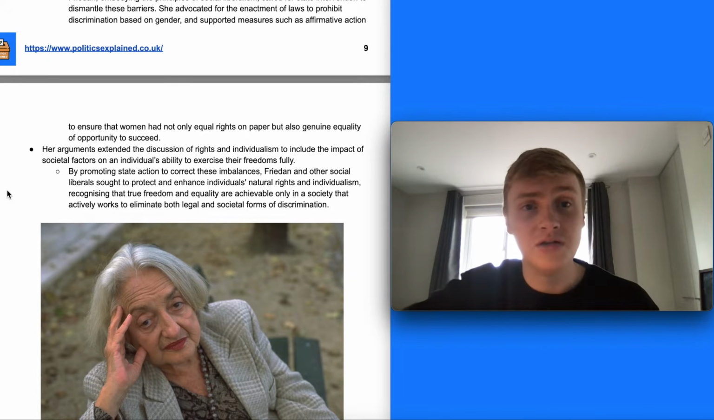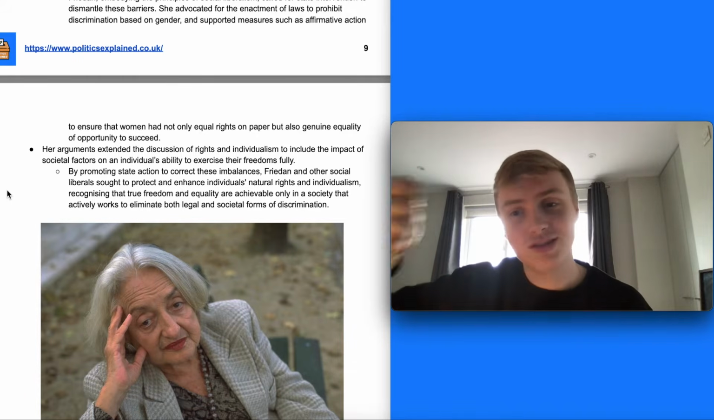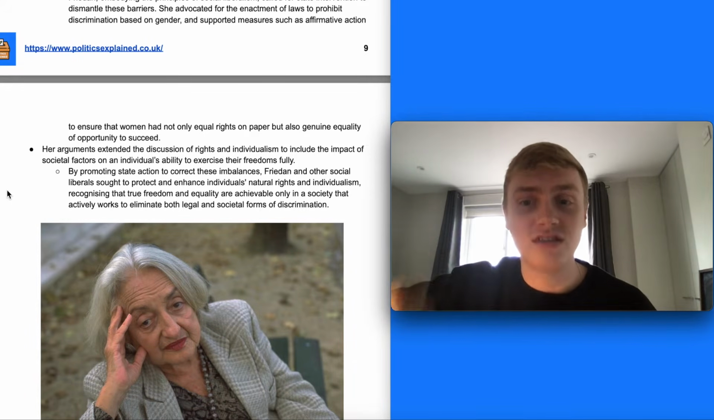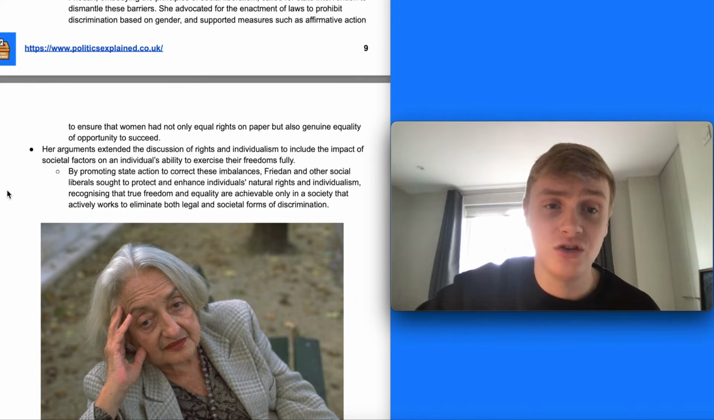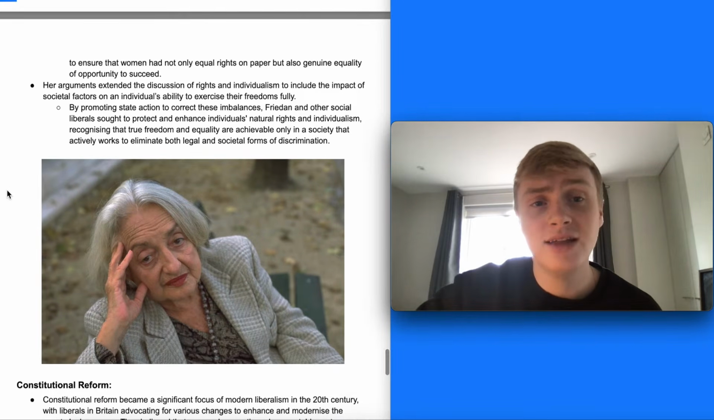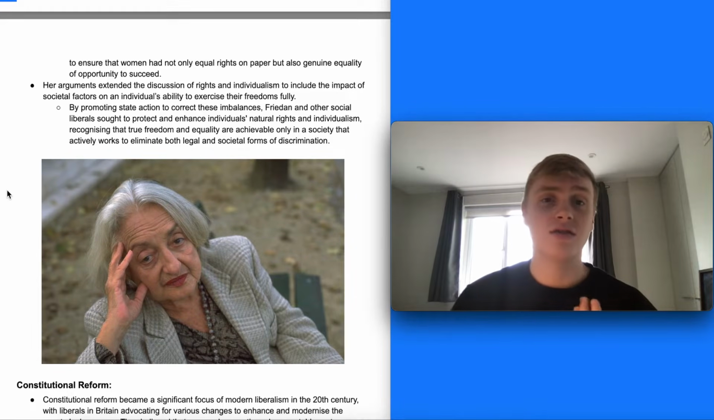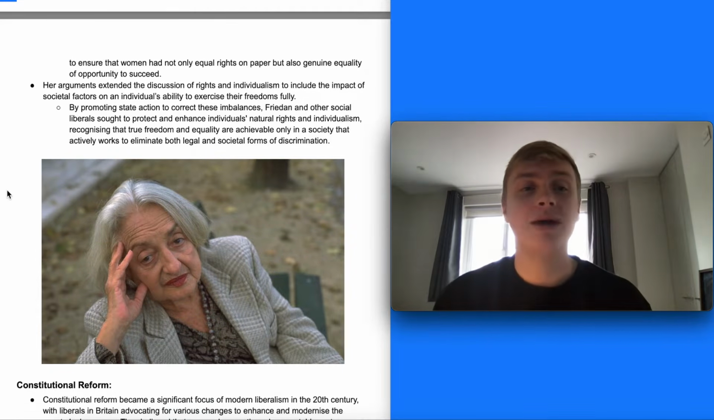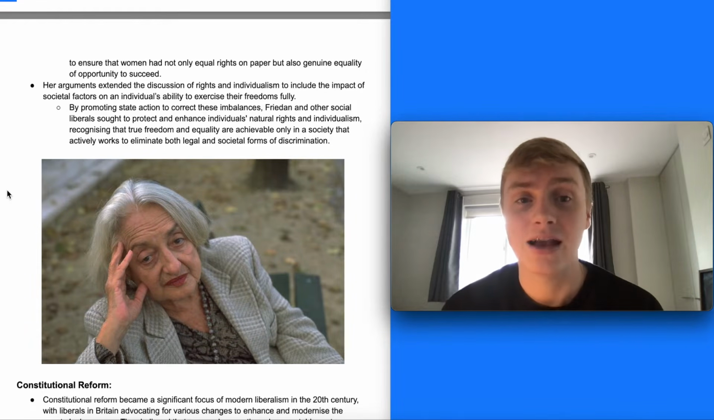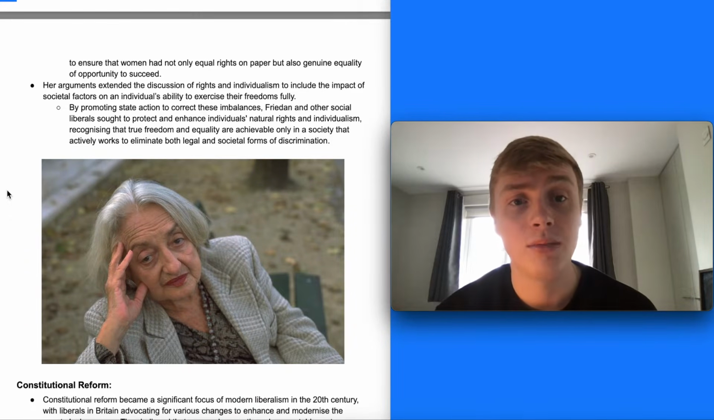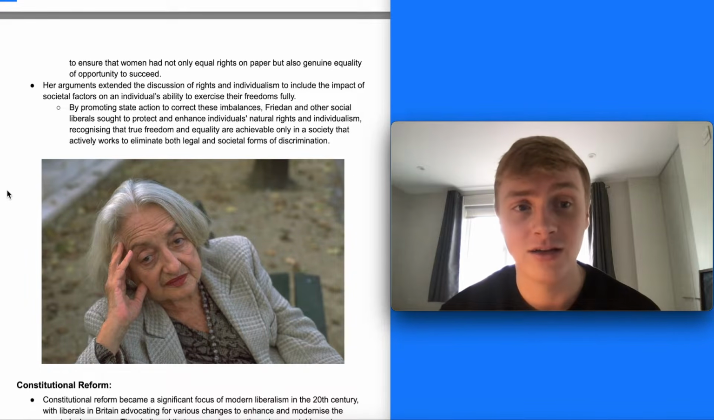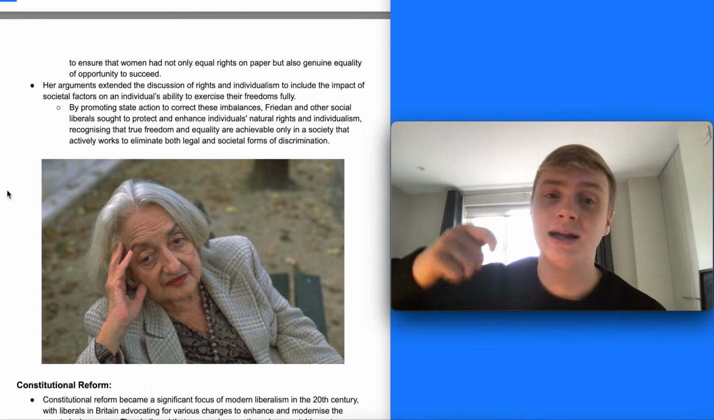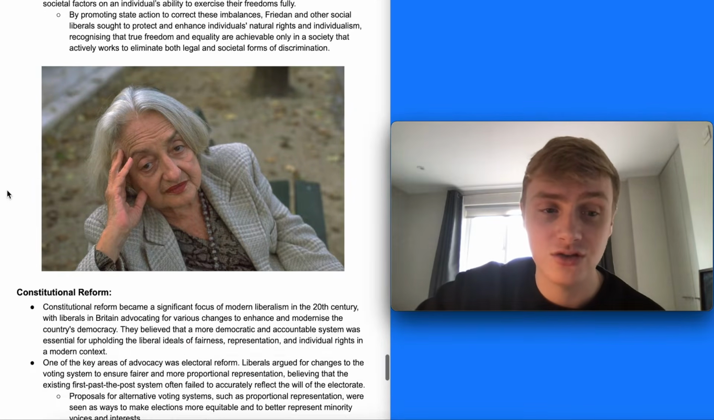And exactly the same here. It's not just about formal equality. You need true state intervention to redress inequalities in order to pursue this true equal opportunity. So her arguments extended the discussion of rights and individualism, that's the key to liberalism and classical liberalism, to include the impact of societal factors on an individual's ability to exercise their freedoms fully. And by promoting state action to correct these imbalances, she and other social liberals sought to protect and enhance individuals' natural rights and individualism, recognising that true freedom and equality are achievable only in a society that actively works to eliminate legal and societal forms of discrimination.